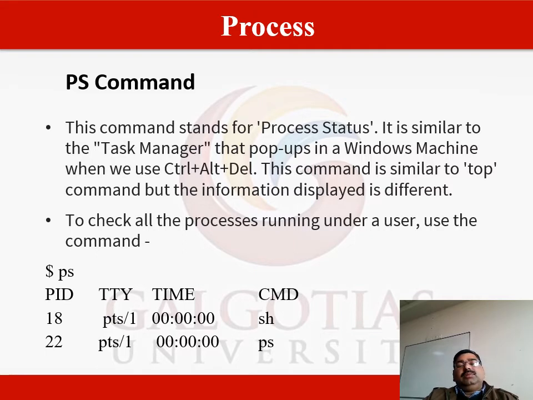To check all the processes running under a user, use the command ps. You can view four attributes or four descriptions of a particular process. This is the process ID, this is the terminal type, this is the time, and this is the command. So two commands we have used under this user, sh and ps. The sh command has process ID 18, and ps has process ID 22. On the same terminal these commands are executed under a single user.